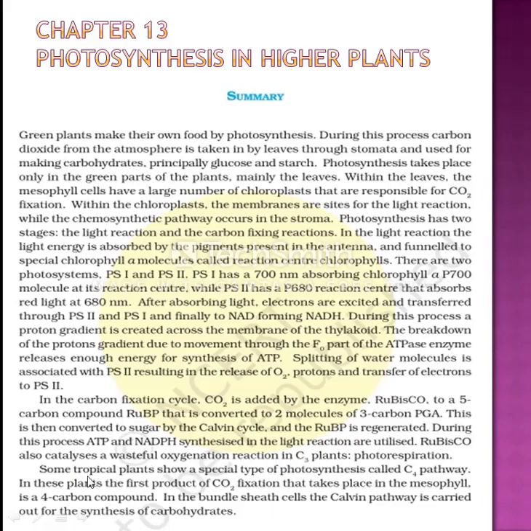Some tropical plants show a special type of photosynthesis called the C4 pathway. In these plants, the first product of CO2 fixation that takes place in the mesophyll is a 4-carbon compound. In the bundle sheath cells, the Calvin pathway is carried out for the synthesis of carbohydrates.